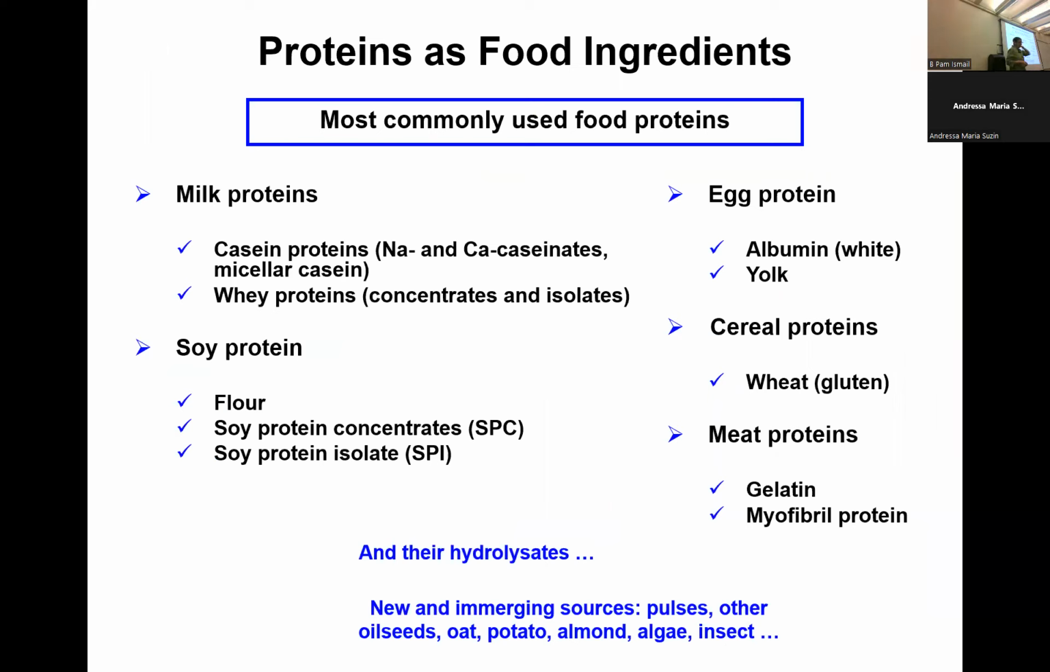So casein in the market can be found as sodium caseinate, calcium caseinate, or micellar caseinate. We'll talk about the production and the functionality, but first we'll talk about the chemistry of the casein protein. And then same with whey protein, we'll talk about the chemistry of whey protein, and then the production of concentrate, isolates, and their functionality or use in different applications. Soy protein, we'll talk about soy protein under legumes and oilseeds.